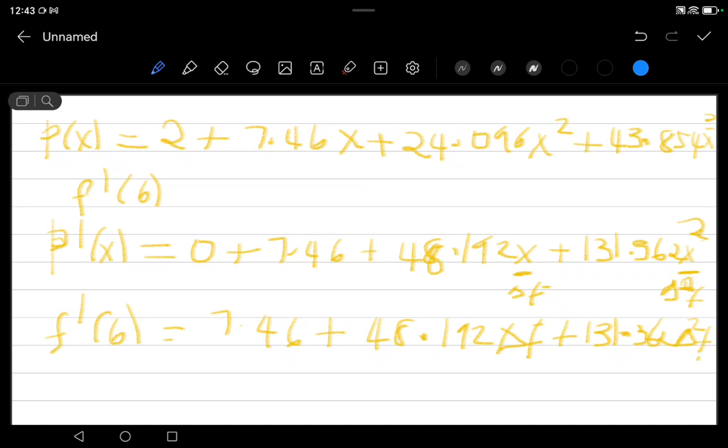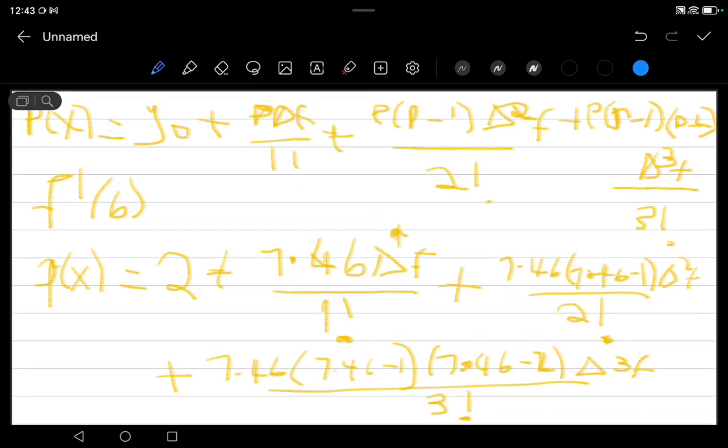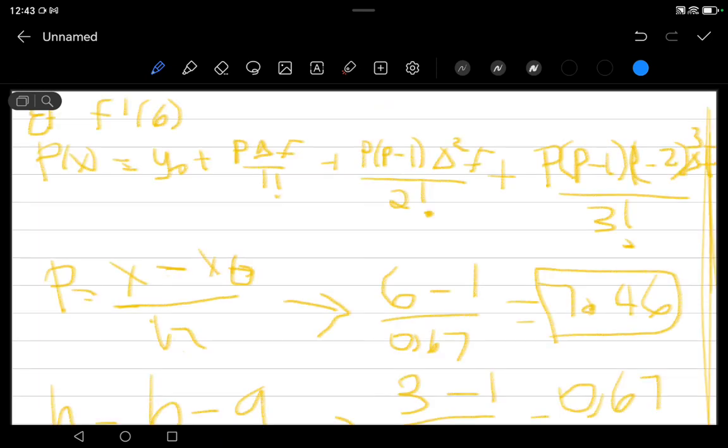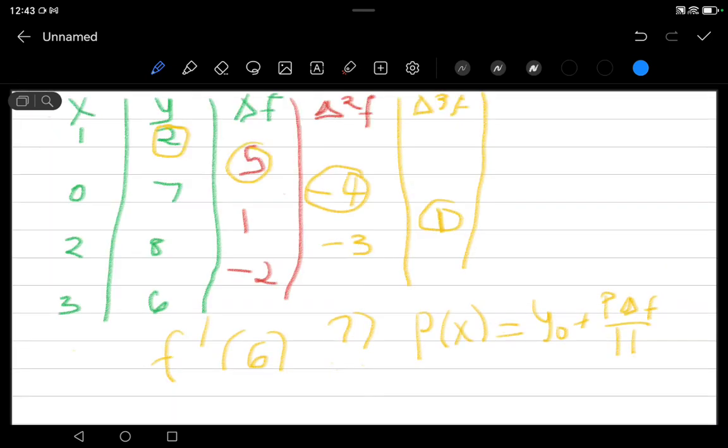Now we have the change in f and change squared f, so we go back to our table. Remember, we are doing the forward difference. Our change in f is 5, and our change squared f is minus 4. So wherever there's change in f, we put 5, and wherever there's change squared f, we put negative 4.